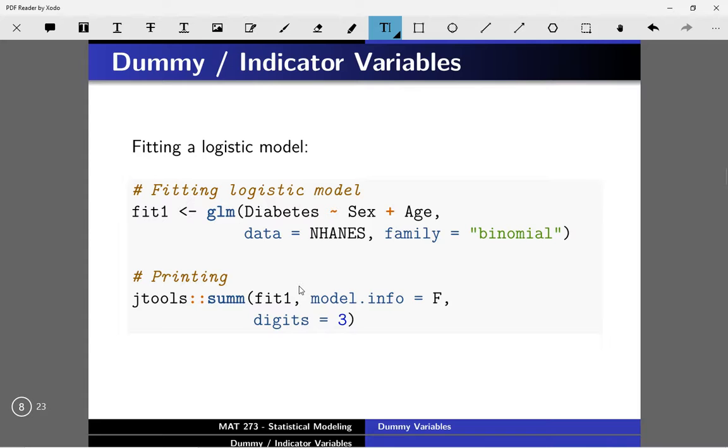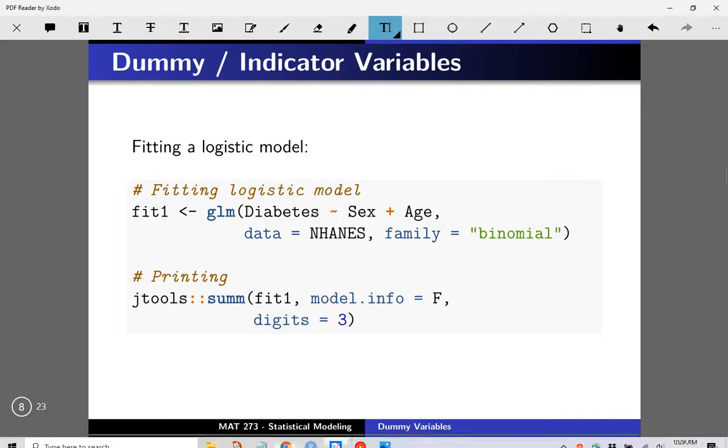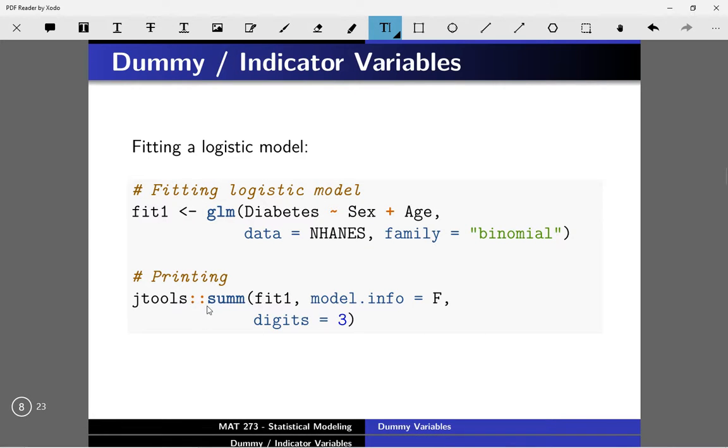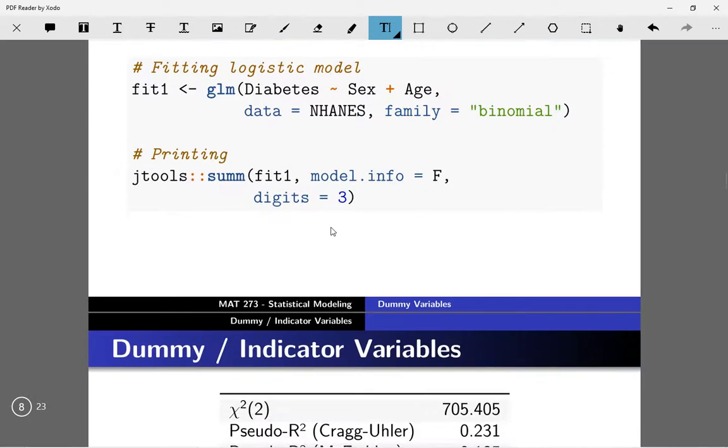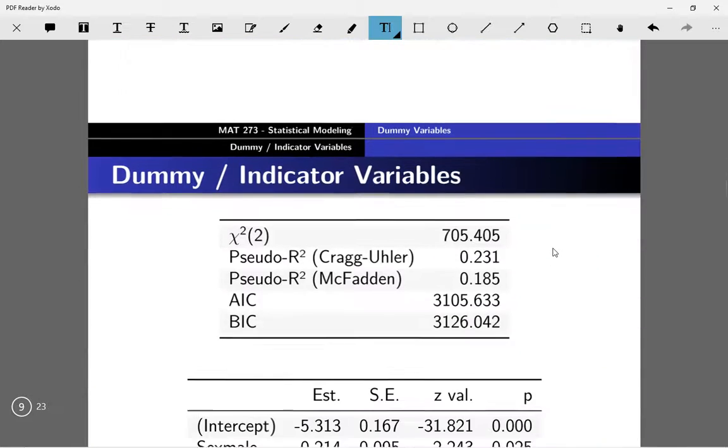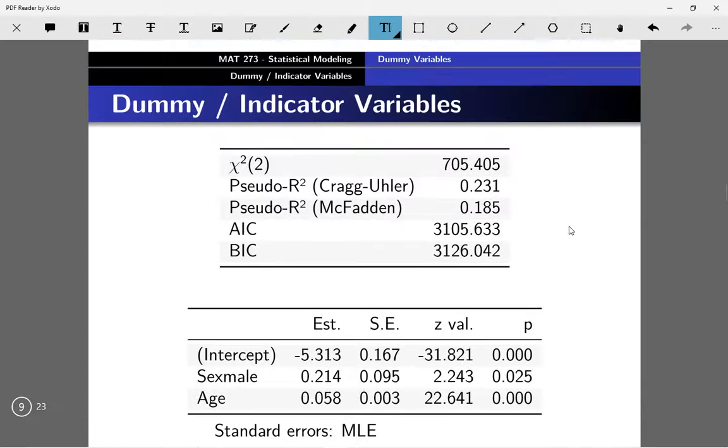So now we can fit this multiple logistic model where we're modeling the probability of someone being diabetic using their sex and their age in years. Okay, and then we can print the model output using the summary function from the jtools package, like we usually do, and obtain the model output here. Nothing really new about what we've done here so far.